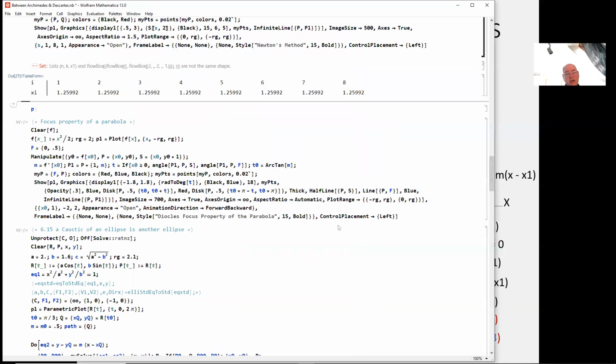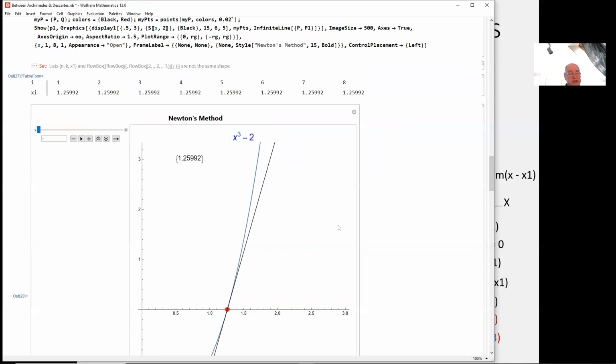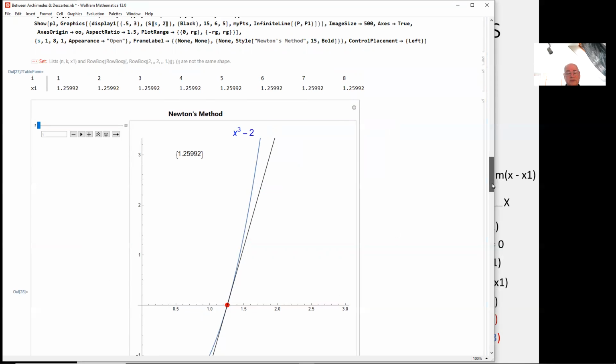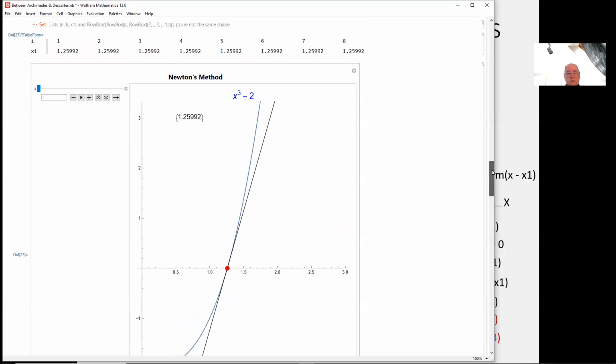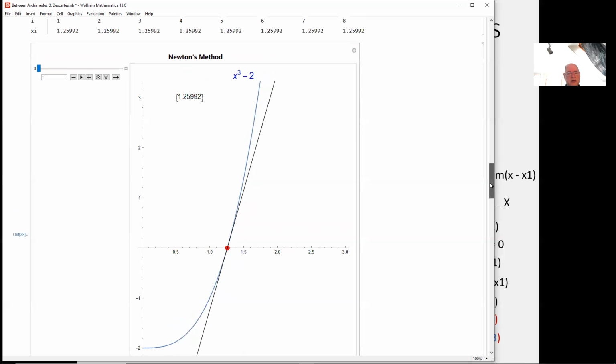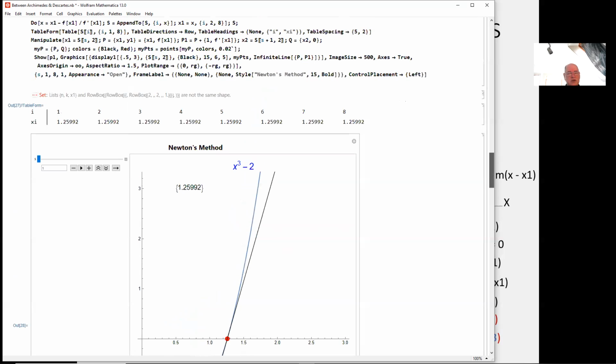Okay. So here we have x cubed minus 2. Here's our curve. Here's our first point here at 1. Wait, what do I got here? I'm sorry, guys. We're at this. Let me try this again. Did I do this wrong?